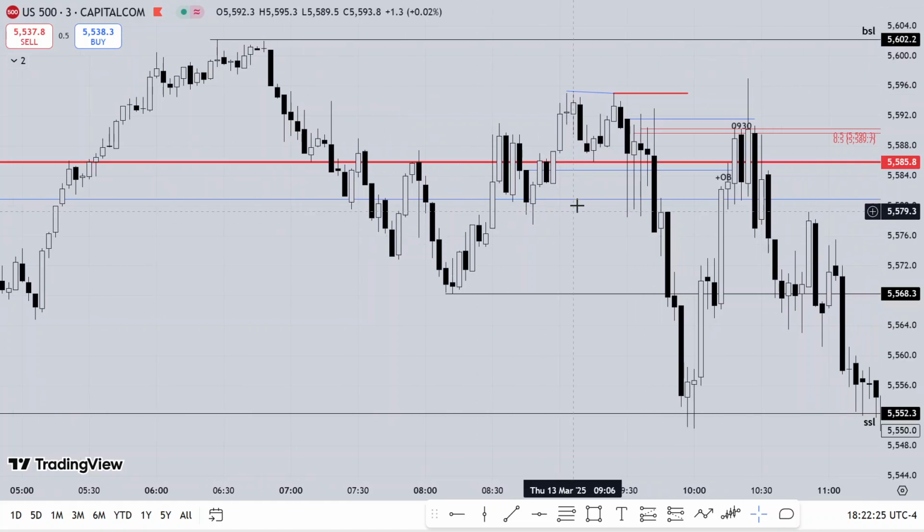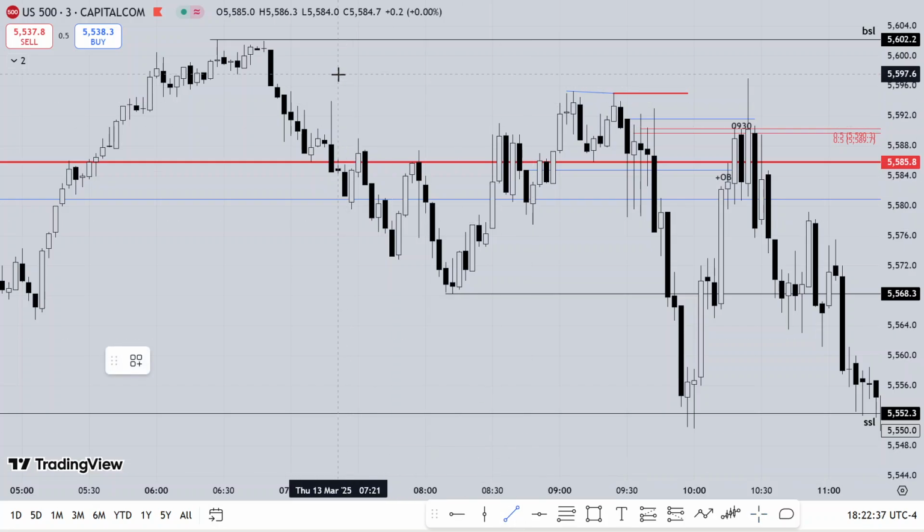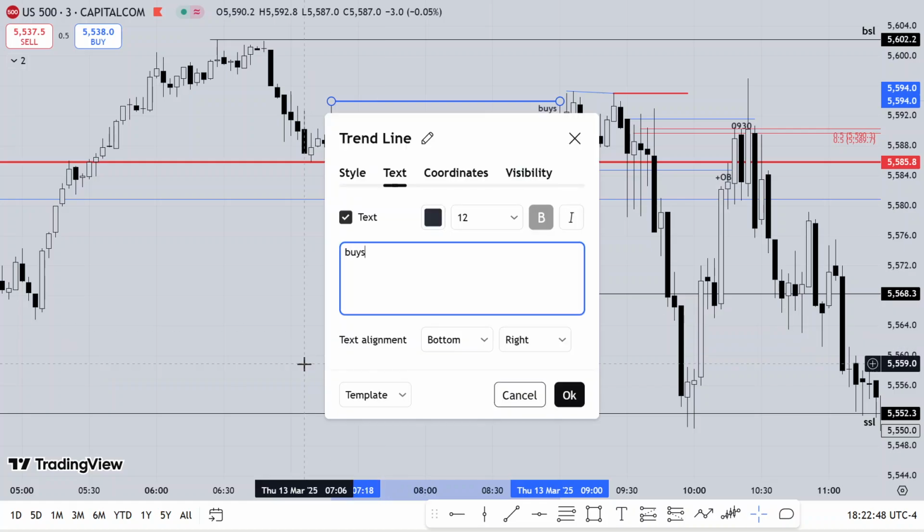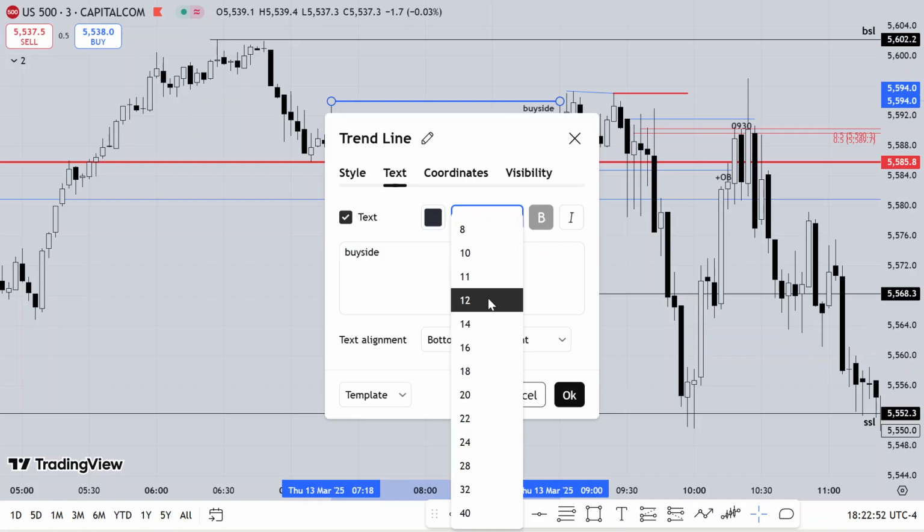So at 9 a.m., we rallied higher, taking out this buy side liquidity and also this buy side liquidity. So we had price rally higher here for this buy side liquidity resting above these relative equal highs. These highs here are relative equal, meaning we would have buy side liquidity resting above it.